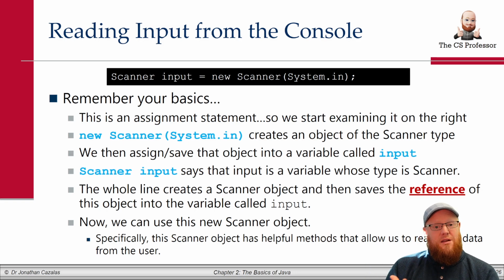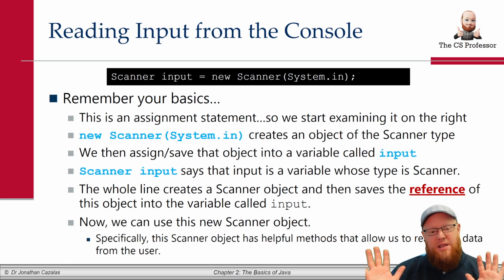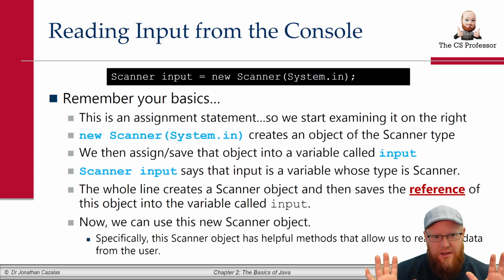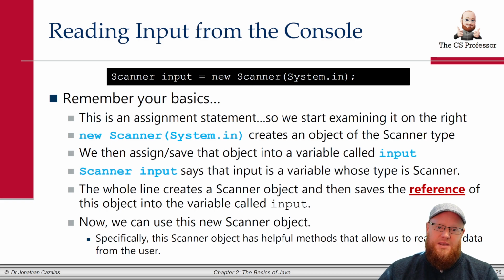What's happening? This is a command. We're saying, yo, Java, make a new Scanner object and make it such that the Scanner object is going to be reading from the keyboard. That's what happened. We made a Scanner object. It's magic. And that object is going to be scanning from the keyboard. Now we look at the left side of the assignment statement. It says take the reference of the Scanner object and save it inside the variable input.